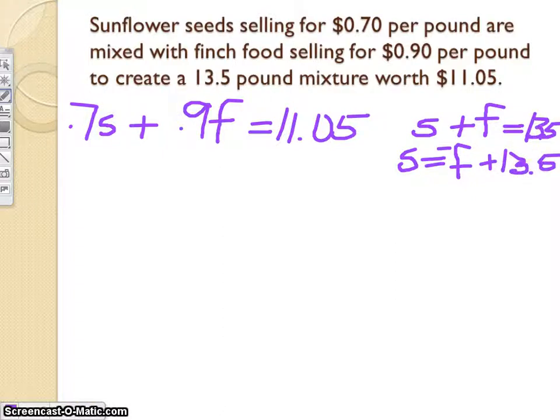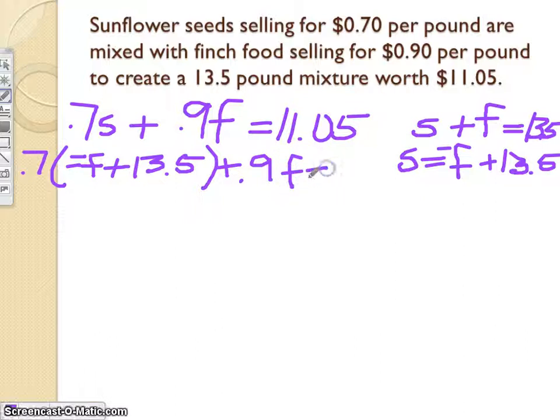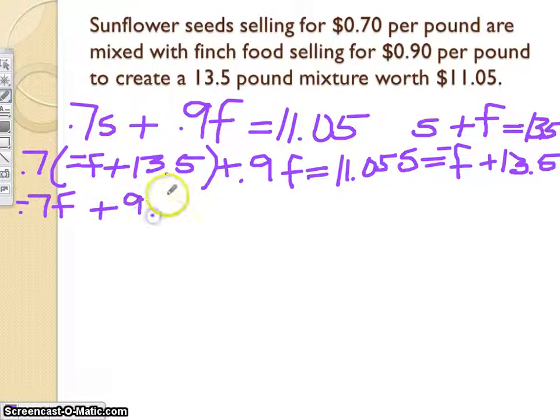Now I need to substitute that into this equation. So instead of writing S, I'm going to write what S is equal to, negative F plus 13.5, and I know that makes it look like a weird F there. Okay, plus 0.9F is equal to 11.05. We need to distribute that 0.7. Now I have negative 0.7F plus 0.7 times 13.5 is 9.45 plus 0.9F is equal to 11.05.